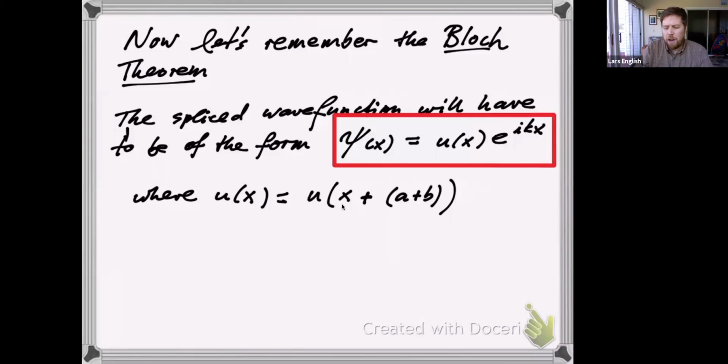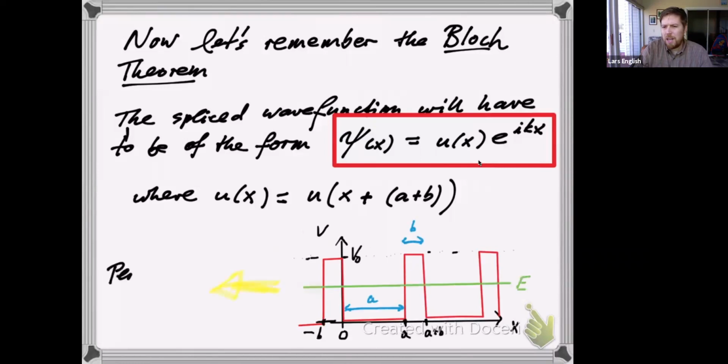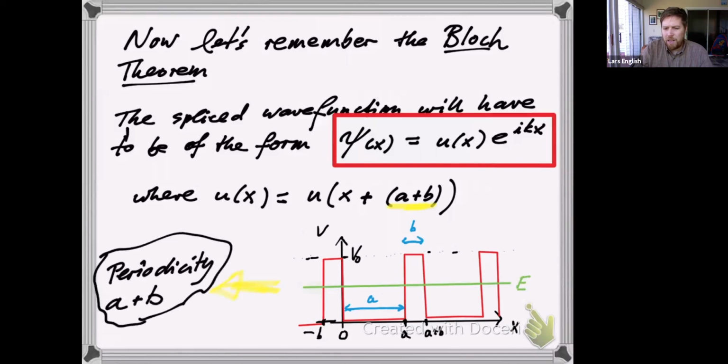Here, U has to be periodic, and just to remind you here, the periodicity actually is A plus B. You can kind of see that, right? So here we start at minus B, and here we start at A. So what is that distance? Well, it's A plus B. Or you can say here we start at 0, and here it's A plus B when we start again. We end that pulse at 0, and then here we end that second pulse at A plus B. So it's clear that the periodicity of this lattice is A plus B. So U has to be periodic over that distance.